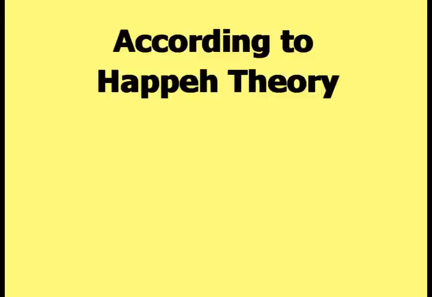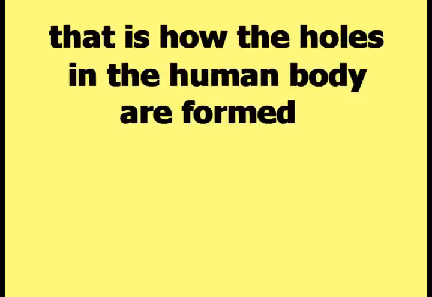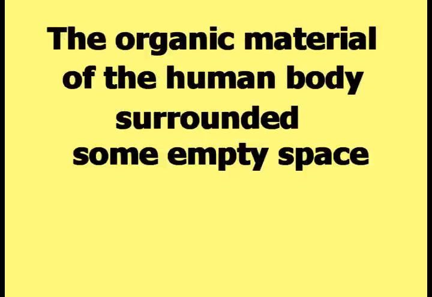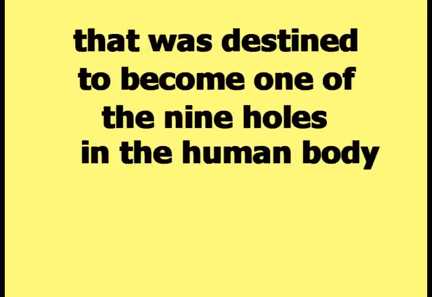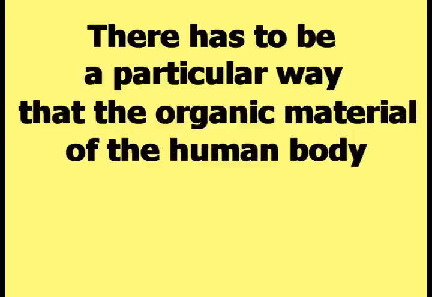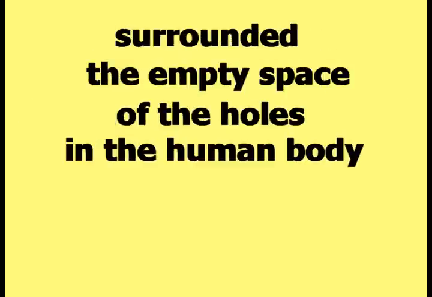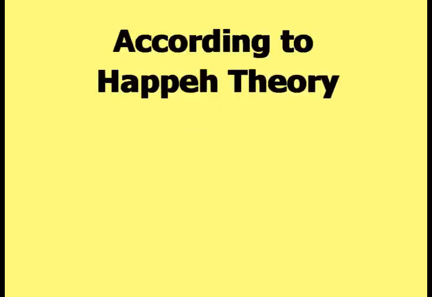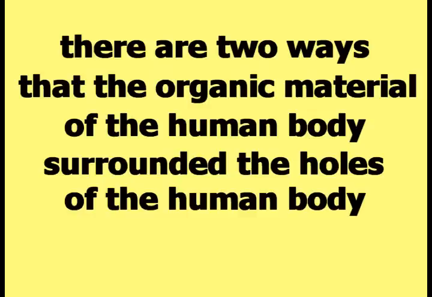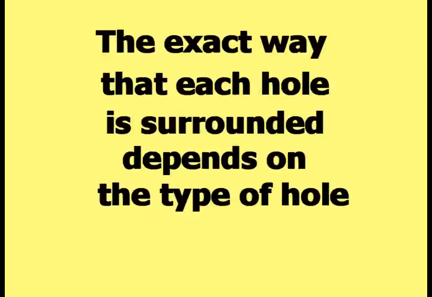According to Happy Theory, that is how the holes in the human body are formed. The organic material of the human body surrounded some empty space that was destined to become one of the 9 holes in the human body. There has to be a particular way that the organic material of the human body surrounded the empty space of the holes in the human body. According to Happy Theory, there are 2 ways that the organic material of the human body surrounded the holes of the human body. The exact way that each hole is surrounded depends on the type of hole.